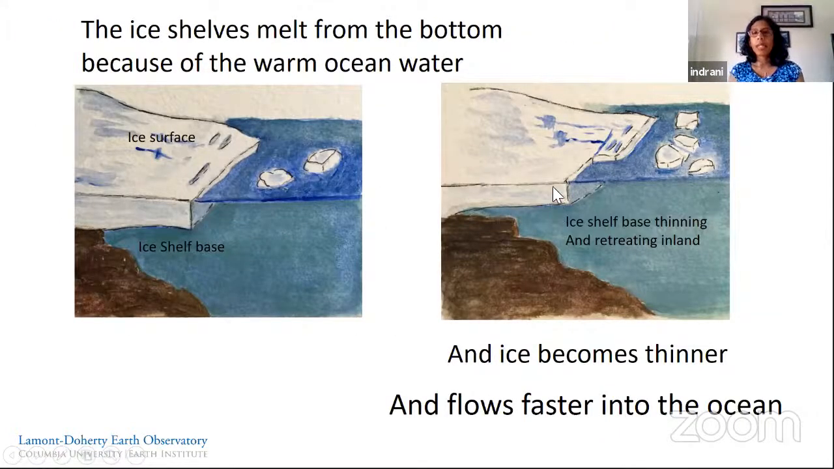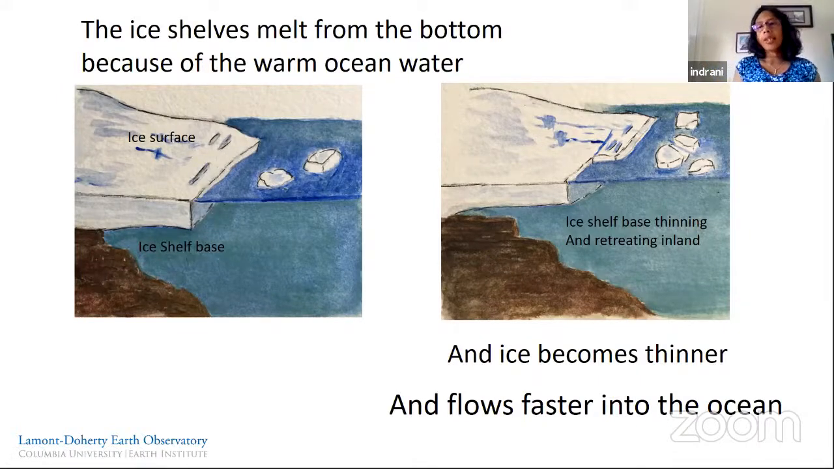So this is what is happening. The ice is thinning. If you notice, it's getting thinner and it's also retreating further inland. When something becomes thin, it can be easily broken. So now you can see that there are a few icebergs over here, which are broken pieces of ice. And then now you see there are more icebergs. So it just melts from the bottom and breaks.